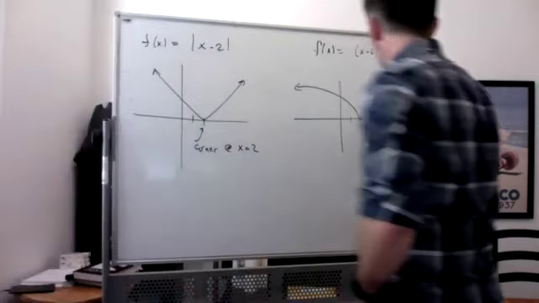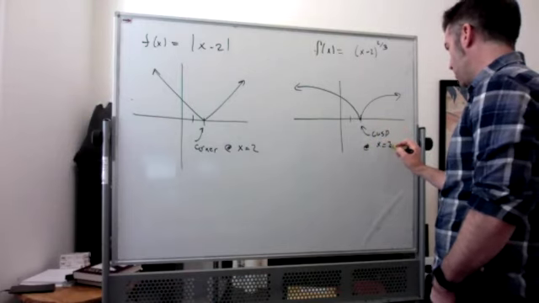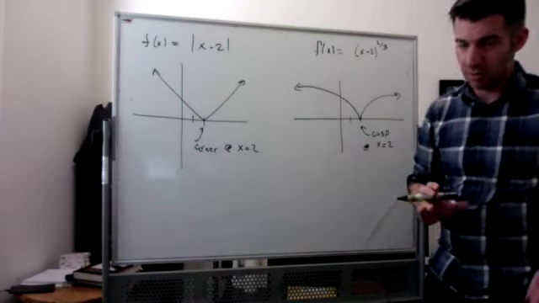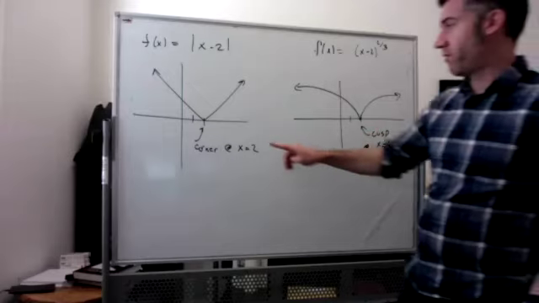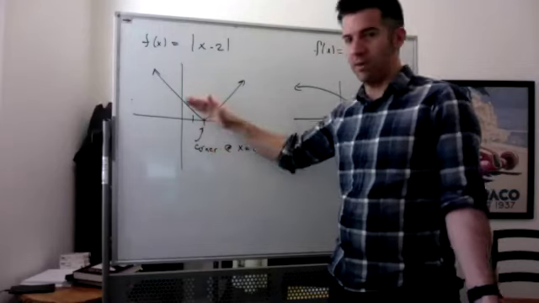So here we have a cusp at x equal to 2. And I just call them pointy points. Cusp, corner, I don't really differentiate between them. The only difference, really, is that for a corner, you just have no derivative. The left side is one thing, the right side is the other thing.